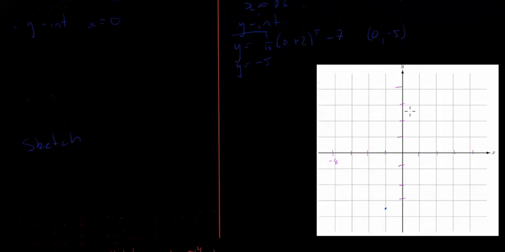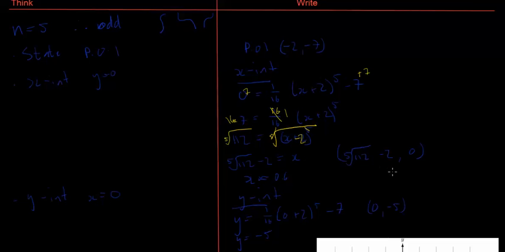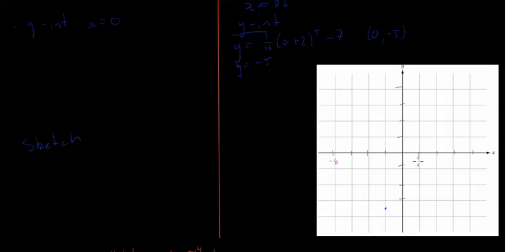We had an x-intercept at approximately 0.6. So that's 2 there, then 1 would be about there, 0.6 would be about here. And then we've got a y-intercept at negative 5. 2, 4, 5 would be here. Alright, so we can now go ahead and draw that.